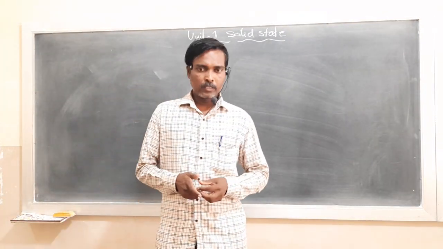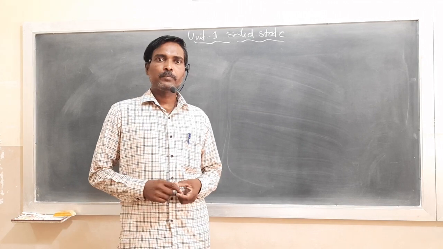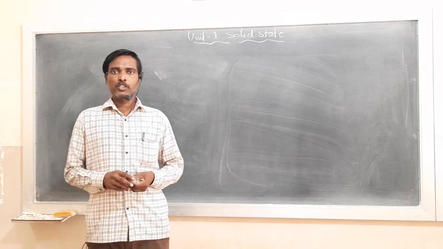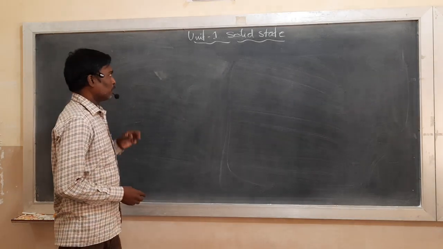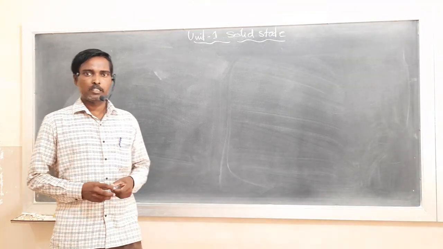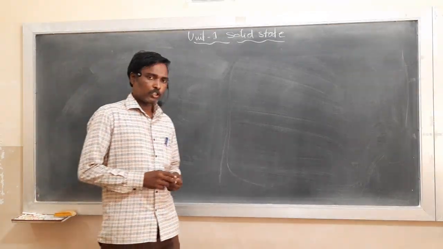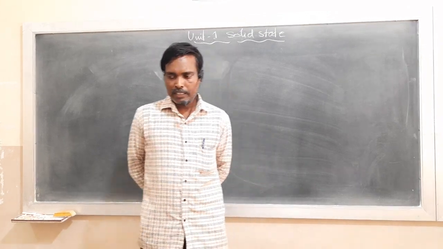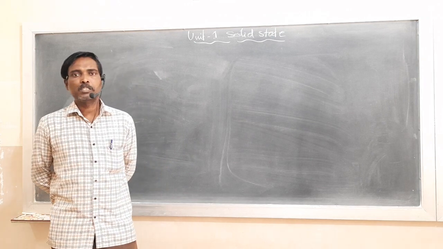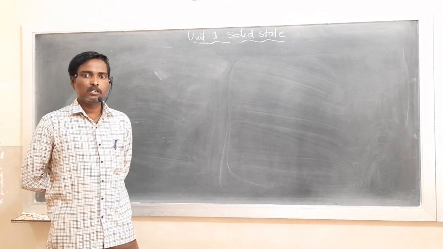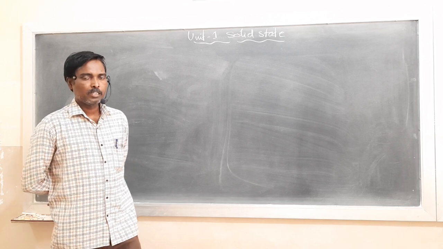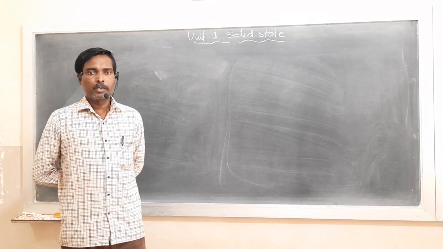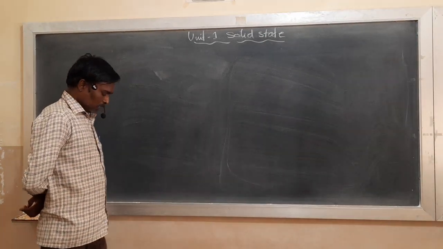Good morning, students. Yesterday, in my video, I discussed the classification of solids based on their nature and based on the binding force present between the constituent particles. Based on nature, we classified the solids as crystalline and amorphous, and based on the attractive force between the constituent particles, the solids are classified into four types: ionic solid, covalent solid, molecular solids, and metallic solids. Okay. Now, students, let me begin.